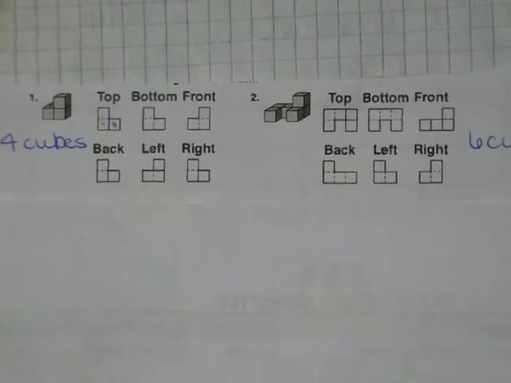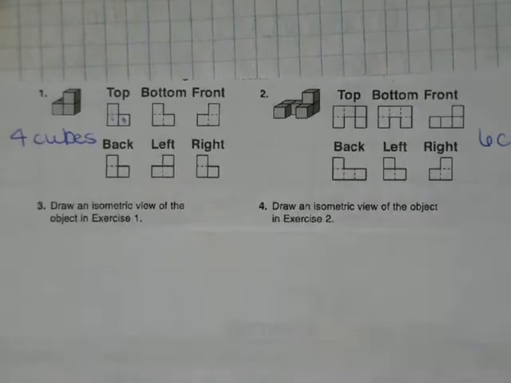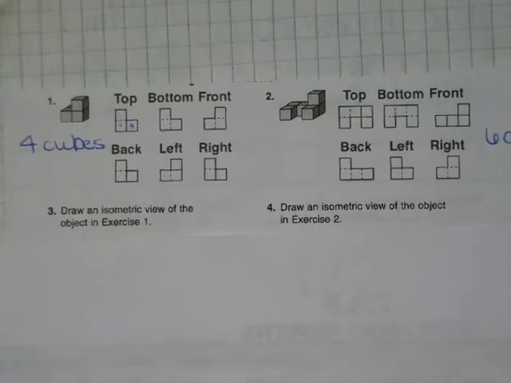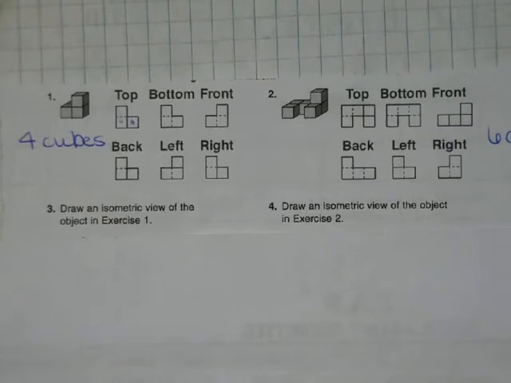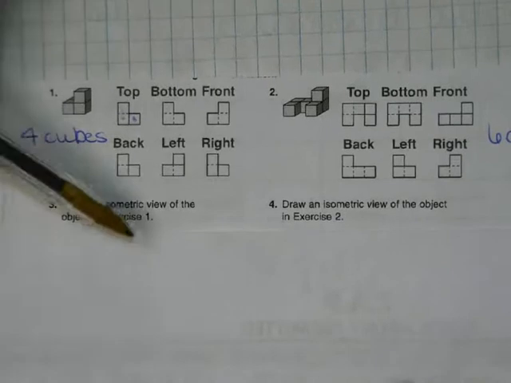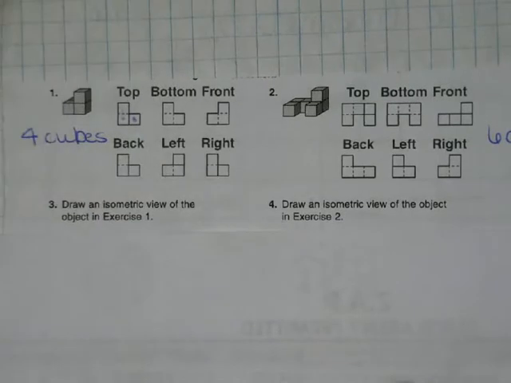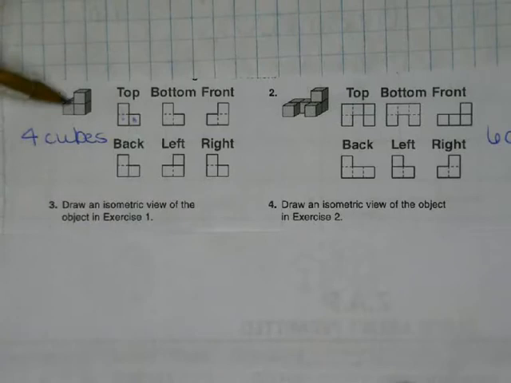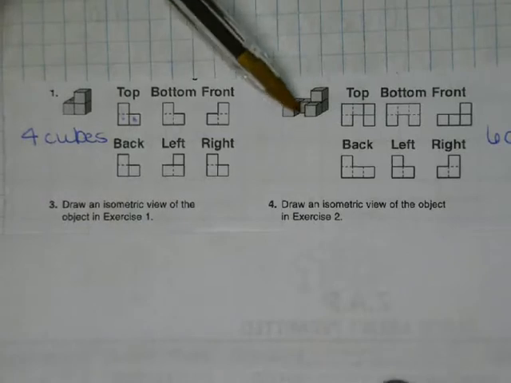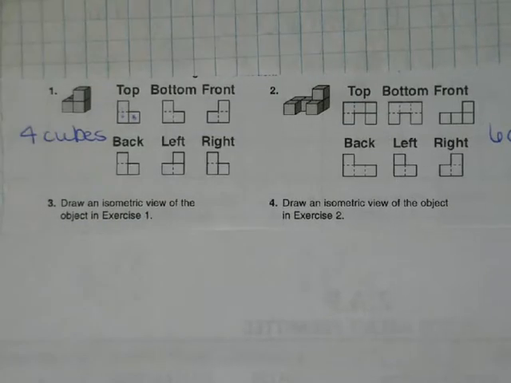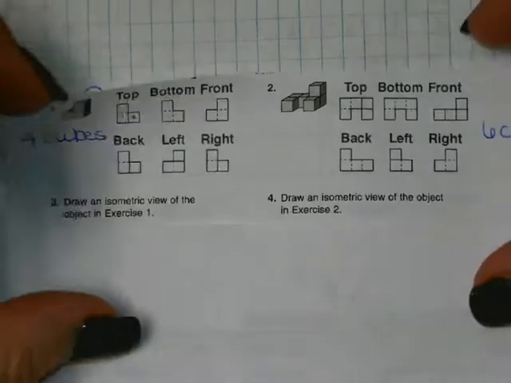All right. The next thing I want you to try is, we should have given you a little piece of isometric dot paper. I want you to draw the isometric view of these two shapes. So this one with the 4 cubes, this one with the 6 cubes, isometric. This one takes a little bit of practice, and I'll even try it with you, so we'll kind of start it together.